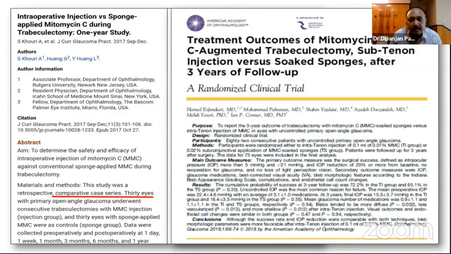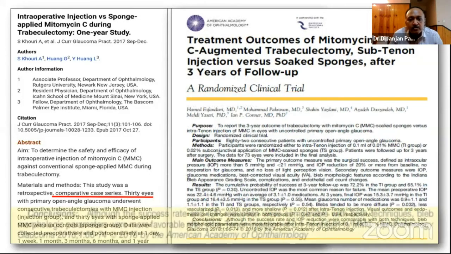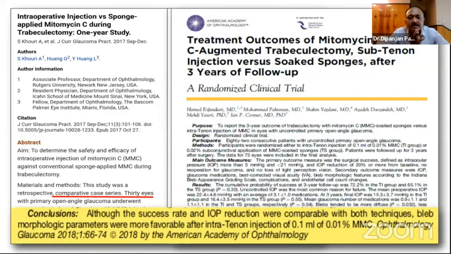In a recently completed study by Dr. Hamid Etesabi et al., it was also shown that although success rate and intraocular pressure reduction were comparable with both techniques, the bleb morphologic parameters were more favorable after an injection of 0.1 ml of 0.01% mitomycin C.